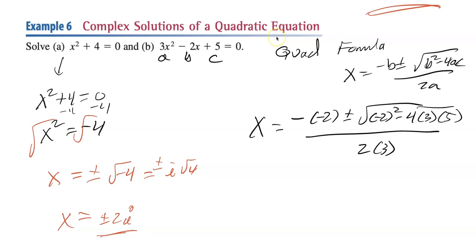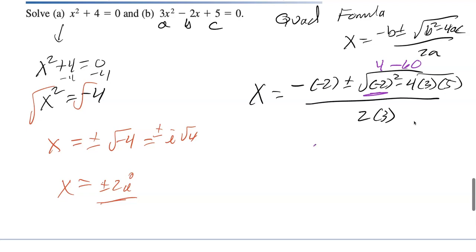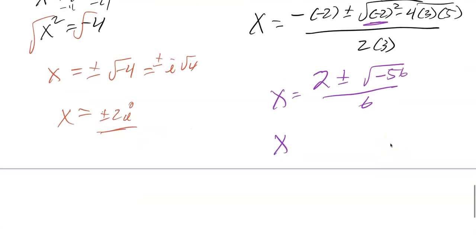Okay, let me just simplify this. So that is going to be 4 over here. That's what, 15 times 4 is 60, minus 60. I get 2 plus or minus square root of negative 56 over 6. Notice how it has a negative right there, so that's just an i. So 2 plus or minus i square root of 56 over 6. And that's our complex solution.